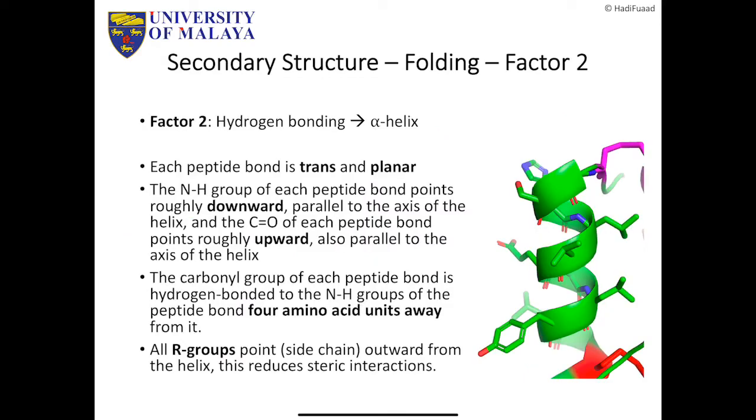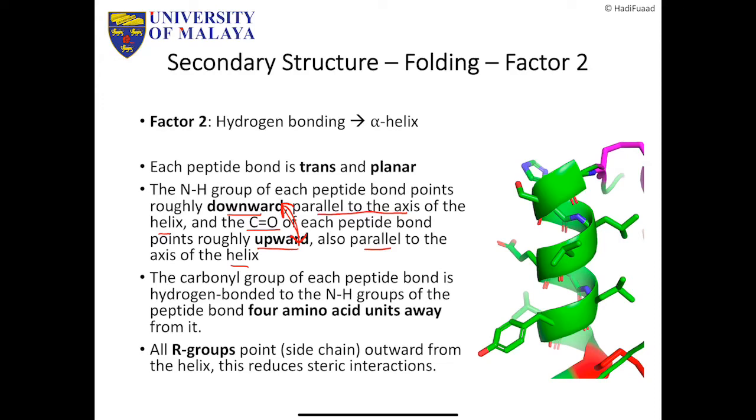Alpha helix: each peptide bond is trans and planar, planar because of the amide bond. The NH group of each peptide points roughly downwards, parallel to the axis of the helix, and the carbonyl points roughly upwards, also parallel to the helix. Upwards and downwards are just two words that we can use interchangeably. It doesn't matter whether it's pointing upwards or downwards. What's important is that all of them are pointing in the same direction.